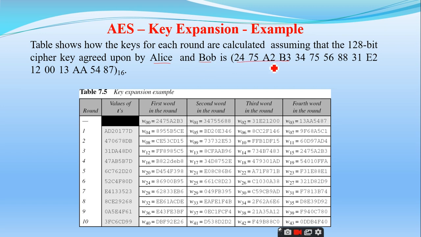So these 4 bytes are W0, and these 4 bytes W1. From here to here it is W2, and here to here it is W3. So you take the first round W0, and in order to generate this W4, you have to calculate T, which is nothing but the function G of W3. Finally, you exclusive OR this result with W0 to get W4. And this is how the key is generated for all the 10 rounds. Clear?